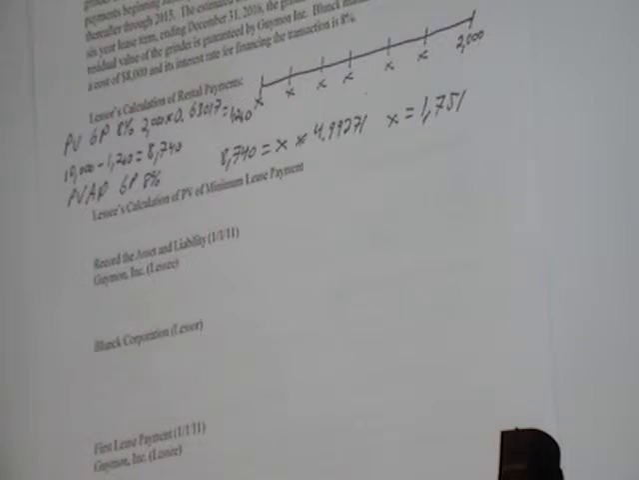Questions so far? So the calculations are identical to what we did with the bargain purchase option. The journal entries will look slightly different, but the calculations are identical. Now, let's figure out the calculation of the present value of the minimum lease payment for the lessee.